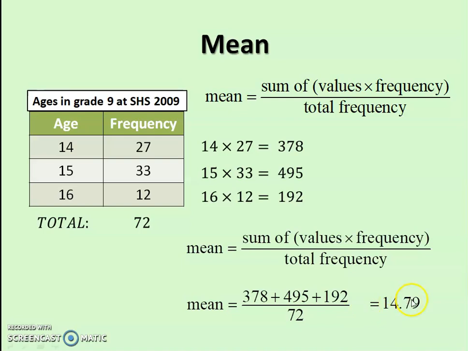Does that make sense? Is that reasonable? Well, the ages are between 14 and 16. There are fewer 16-year-olds than there are 14-year-olds, and there's a bunch of 15-year-olds. So yeah, it seems reasonable that the mean would be around 15 and maybe slightly lower than 15. It seems like a reasonable answer.